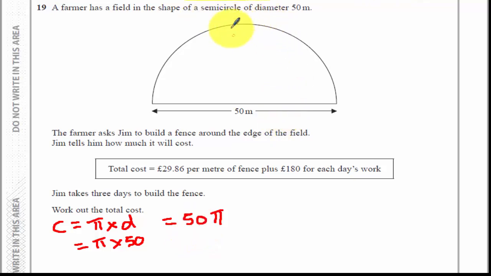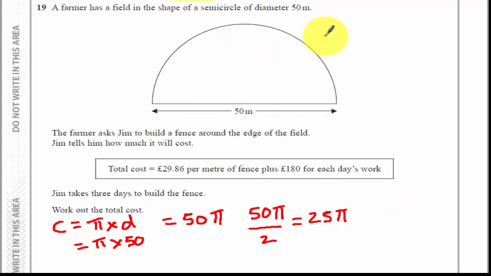The question says, and we can see it's a semicircle, so I only want half of this. So if I do 50 pi divided by 2, I'm going to get 25 pi. So 25 times just over 3, just over 75 meters for this part of the circle here. Don't forget, I've got to add on this 50 meters here, the base of the semicircle.